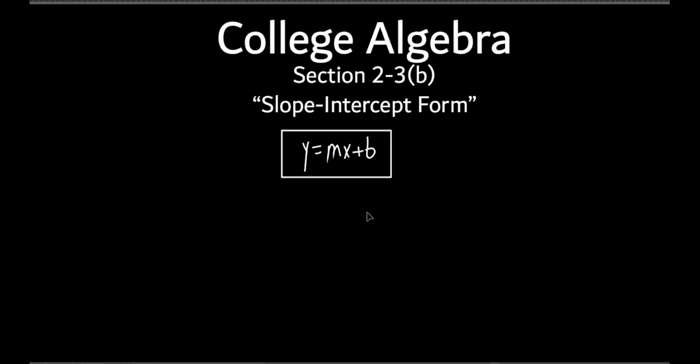What are the other two forms that we've learned? Do you remember the first form? Point slope. Okay, so what was point slope? y minus y1 equals m times x minus x1. Just put it right there. All right, that was the point slope form.